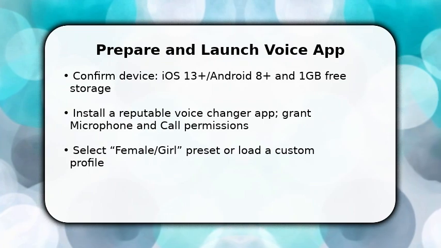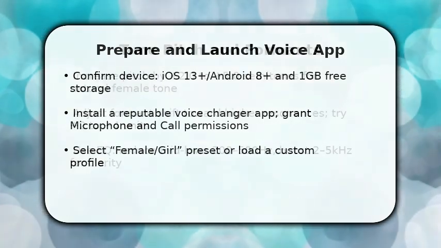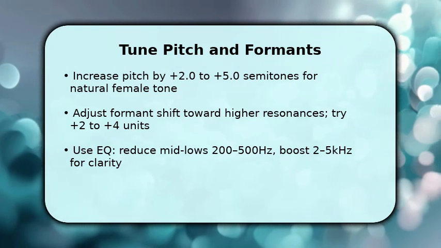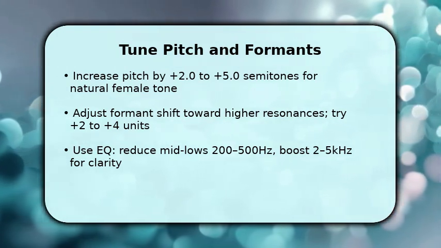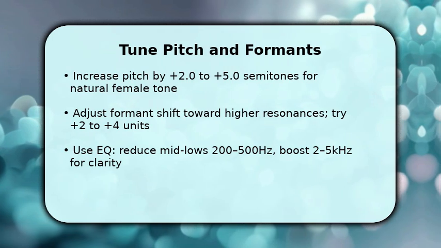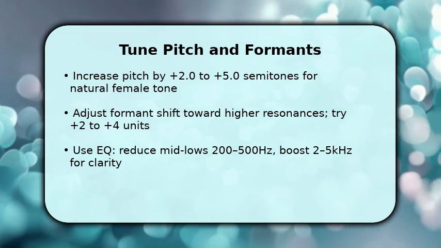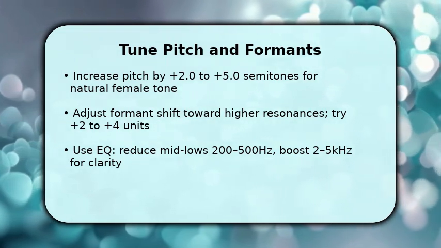You now refine the girl voice by changing pitch and formants. Pitch raises overall frequency, while formant shifting changes perceived vocal track shape. Move pitch in small steps, listen between adjustments, and then shift formants upward until vowels sound feminine without cartoonish artifacts.